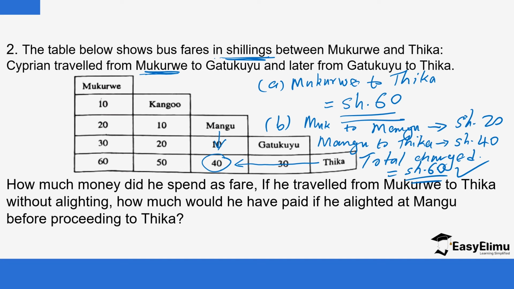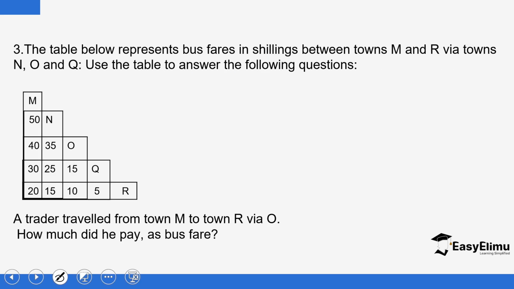So that is how you do the travel fare, how you interpret the travel fare table, how the interpretation is done. So it's very easy. You just have to follow it very keenly. So the last one is here. This is a table. It represents bus fares in shillings again between towns M and R via town N, Q, and O. Use the table to answer the questions.